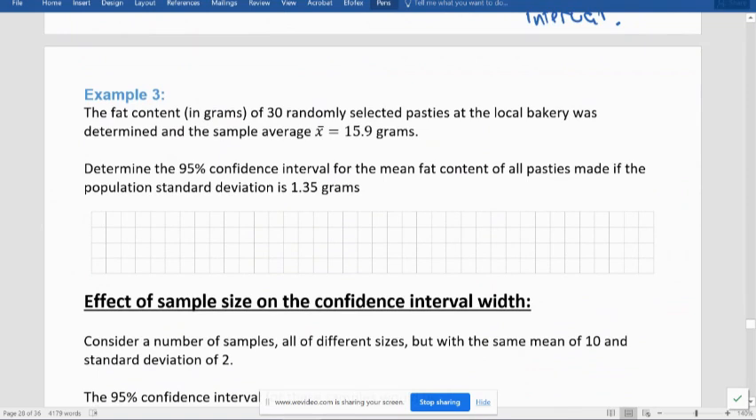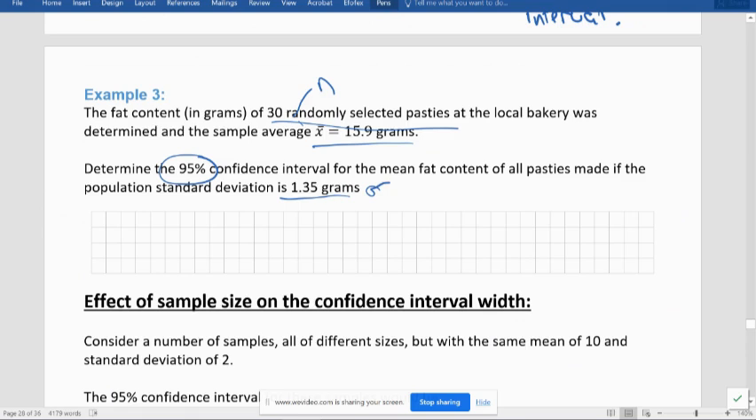All right, so the next one we'll just put in the calculator. So I suggest you get your calculator out and quickly have a go. I'll do it as well here. So we've got the fat content, just like that first picture. We're talking about fat and sugars and all that. But we know the fat content in grams of 30 randomly selected pasties. So that's our n value. And the sample average was 15.9. They want us to do a 95% confidence interval, and we know that the population standard deviation is 1.35 grams.